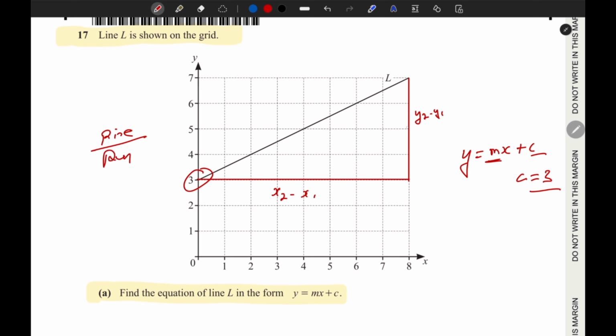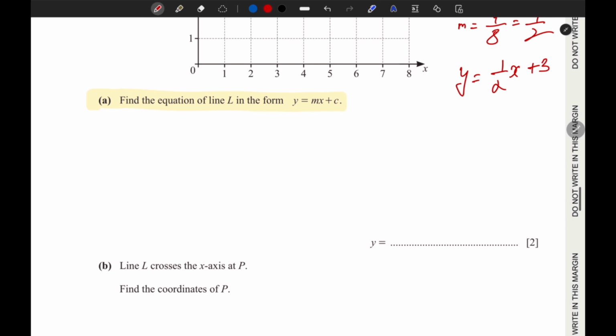Okay, what is the rise? How much is this? This is 1, 2, 3, 4. This is 4. And how much is this? 1, 2, 3, 4, 5, 6, 7, 8. This is 8. So m is basically 4 by 8, which is 1 by 2. So the equation will be y equals half x plus 3. So this is half x plus 3.